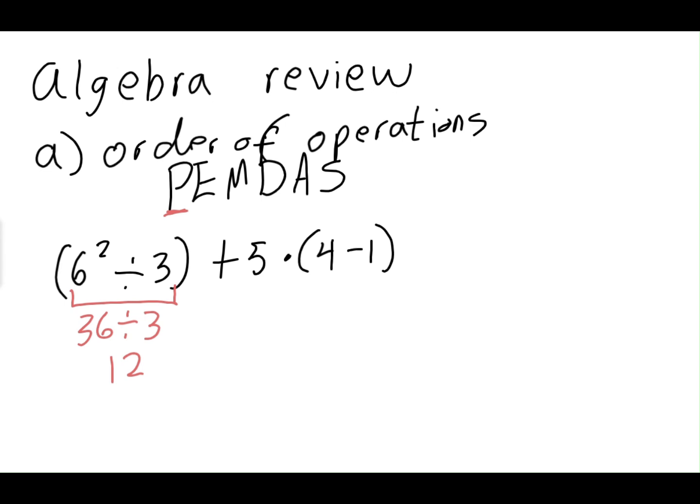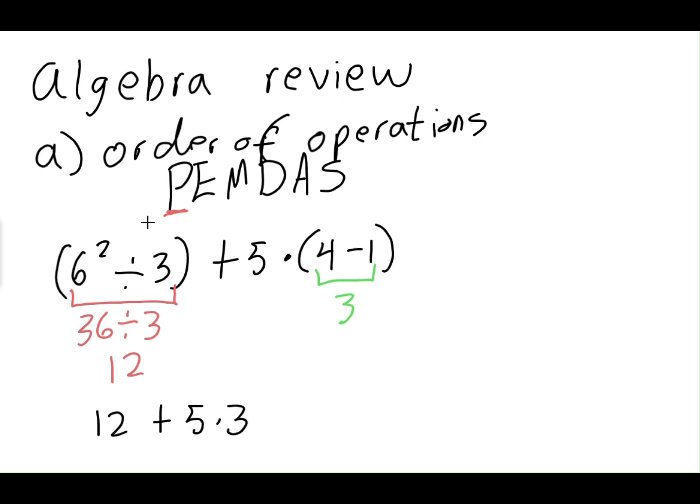But we have another parenthesis, so let's do this one. Well, here, it's just 4 minus 1. You could think of it as going through the whole thing, but if there's only one operation, you really can just do that one operation, which is 4 minus 1 is 3. So now we have 12 plus 5 times 3.